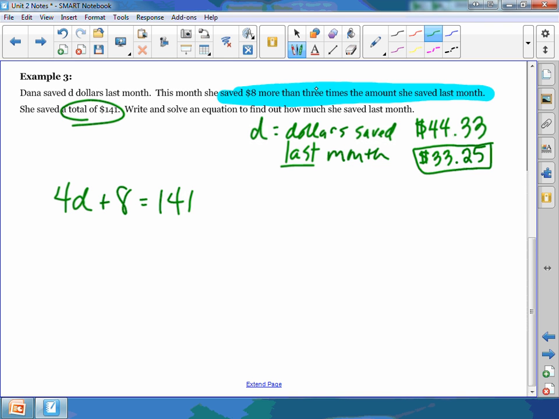Yeah, so by saying she saved a total of 141, and since they referenced last month, they referenced this month with saying total, they wanted you to kind of read between the lines that you were supposed to add the 2 months together. But how do I get 4D, Amelia? What was it before this if I simplify?